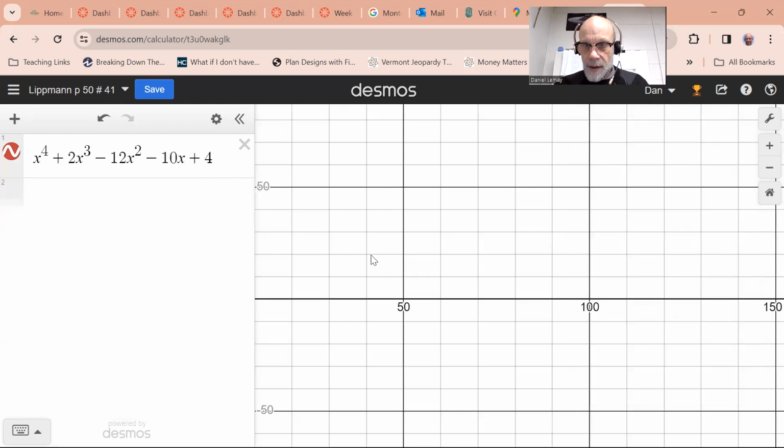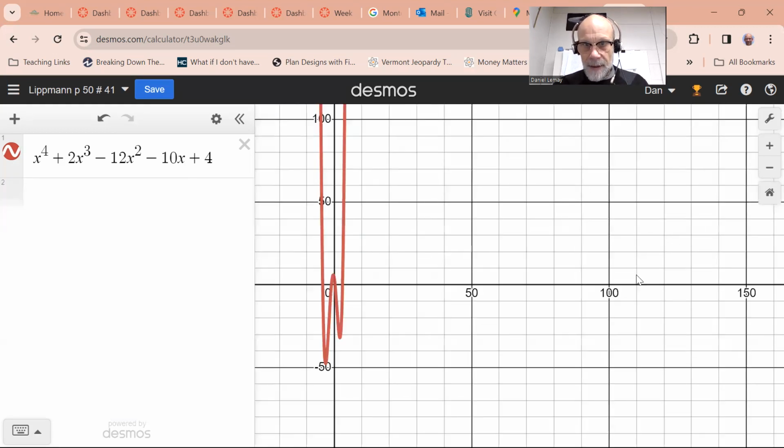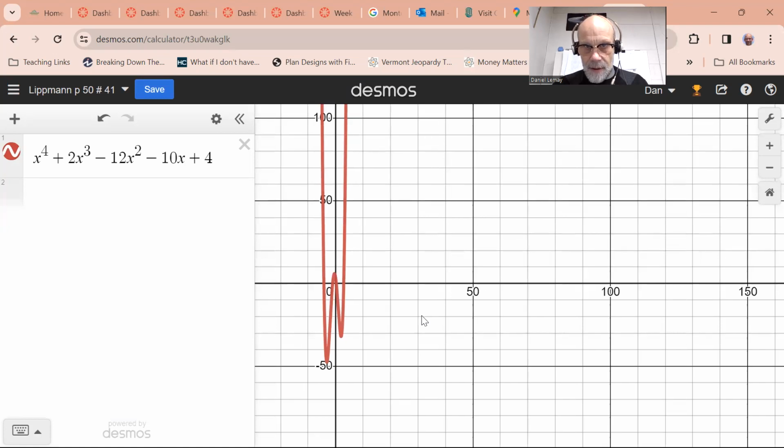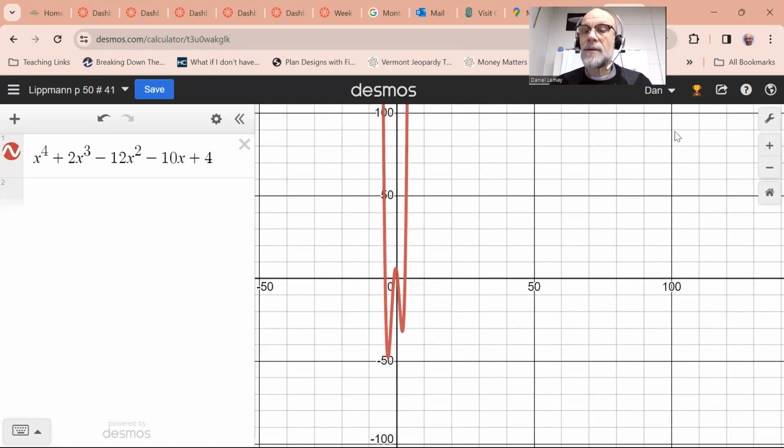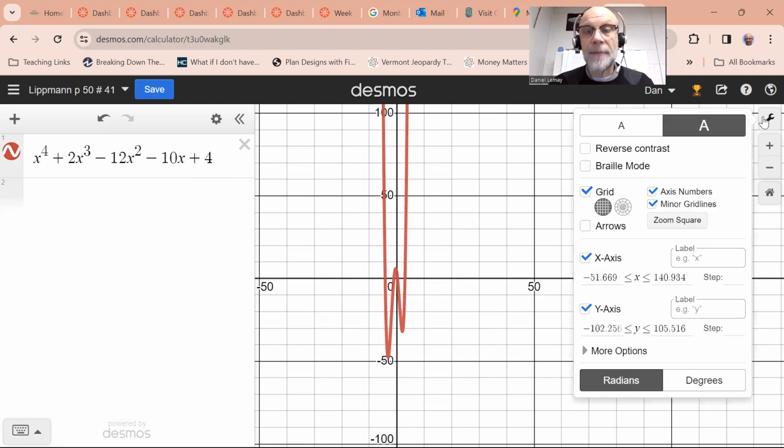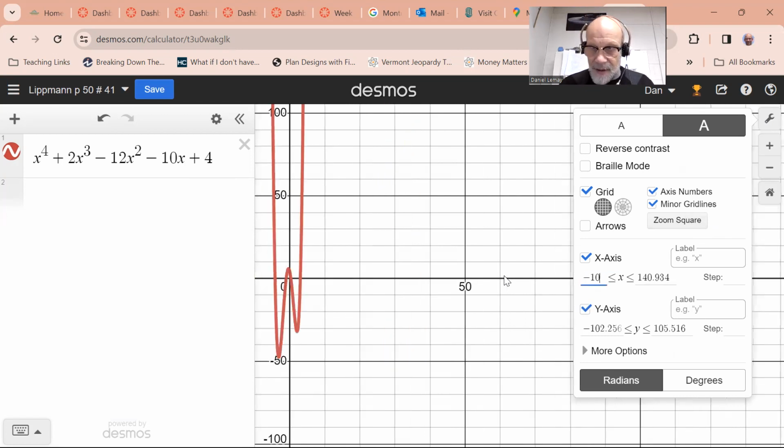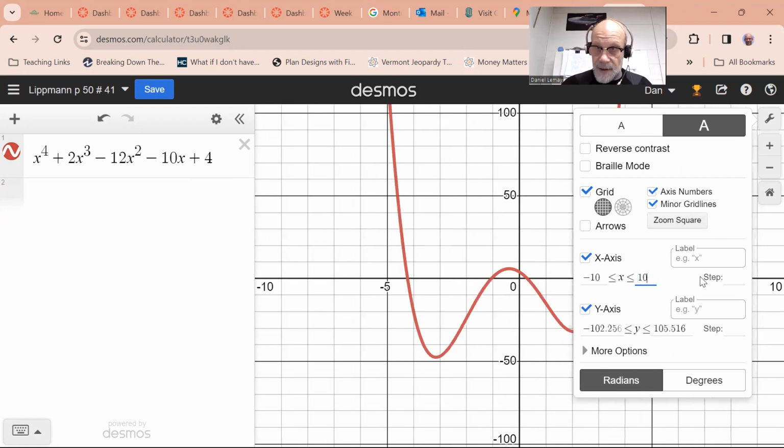And it should, what happened here? I don't know what I did. Looks like I might have done 100 here. Just a minute here. Oh yeah, what happened there? Yeah, x-axis is from -10 to +10. And there we go.